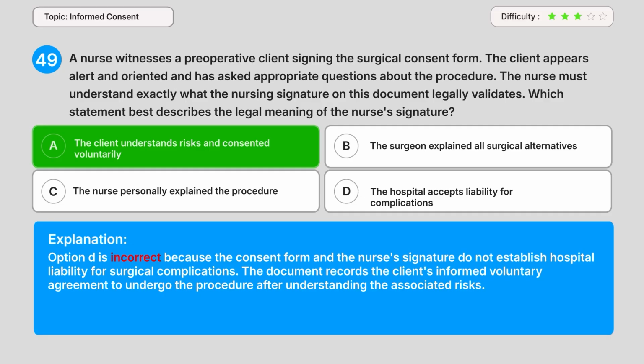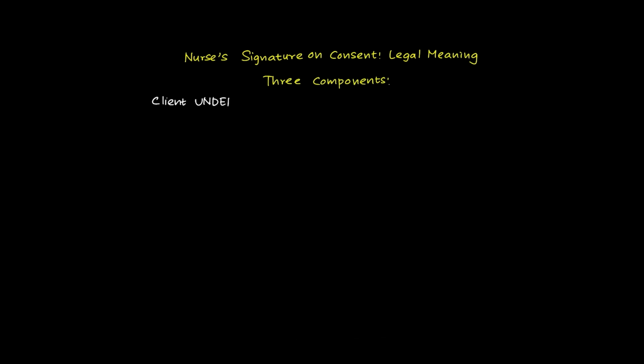Option D is incorrect because the consent form and the nurse's signature do not establish hospital liability for surgical complications. The document records the client's informed voluntary agreement to undergo the procedure after understanding the associated risks. The nurse witnesses a preoperative client sign the surgical consent form. The client is alert, oriented, and asked good questions. What does the nurse's signature on this form legally mean?